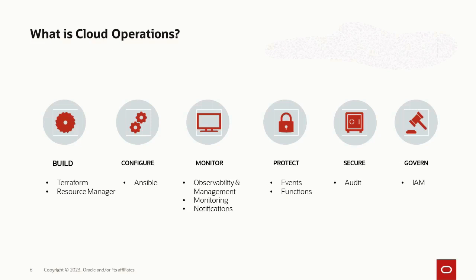For monitoring, we'll use some of the native monitoring tools on OCI, such as the OCI monitoring function, the OCI notification tool, and some of the observability and management platform. Next, we'll work on protection, using events and functions. For securing, we'll look a little bit at logging and go through audit logging. And then lastly, for governance, we'll talk about how IAM relates to operations.